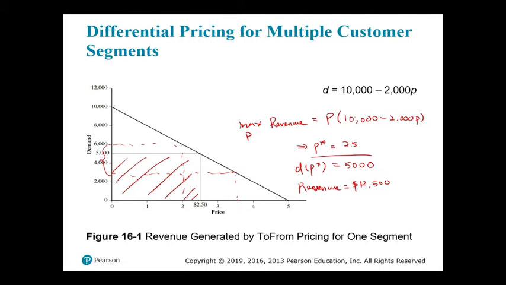Right? So in this case, we are not able to differentiate customer segments. Okay. In order to differentiate customer segments, we have to introduce another dimension. In the airline case, it's time.